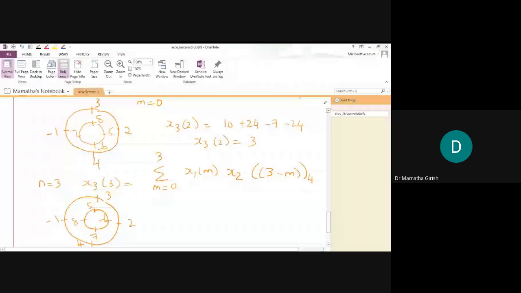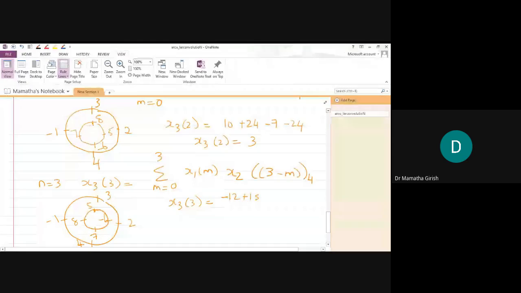That's it. Therefore, x3 of 3 is nothing but -6 into 2 is -12, 5 3s are 15, -1 into 8 is -8, 7 4s are 28. Therefore, x3 of 3 is equal to 23. 23, how much? 23? Yes, ma'am.